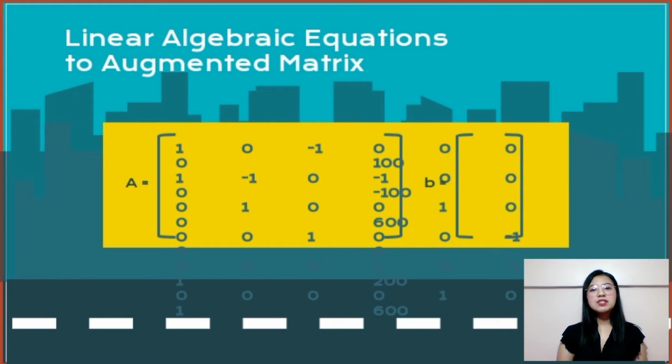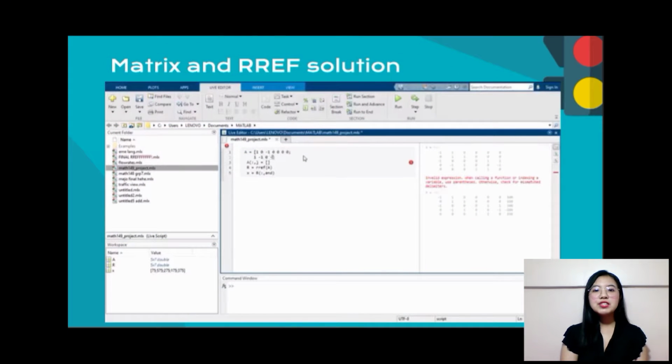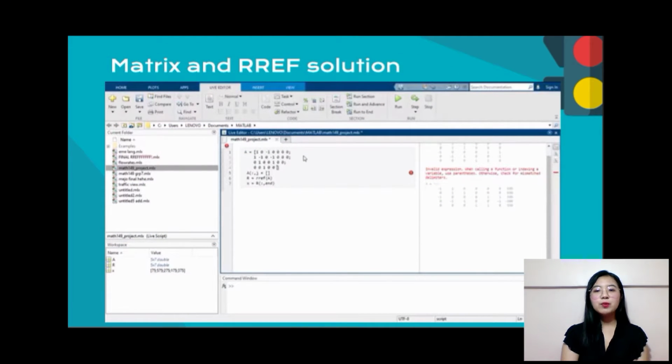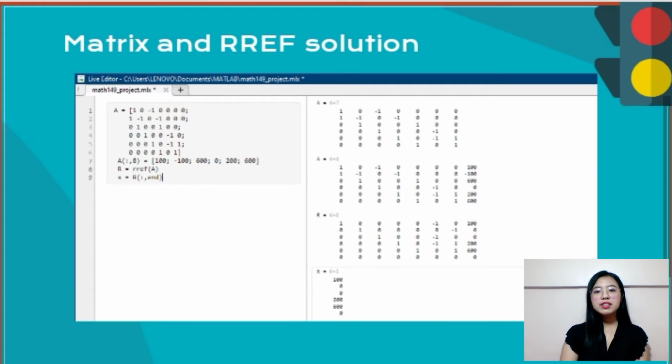This augmented matrix is what we are going to input in our MATLAB system. The procedure is the same as in problem 1. We can get our answers, the values of F1 to F7, when we put in our augmented matrix and run the system. This is the screenshot from the video. We can see here how MATLAB solves our equations using the RREF method.